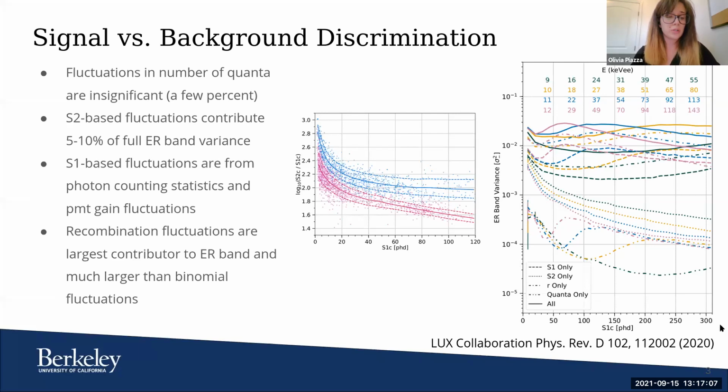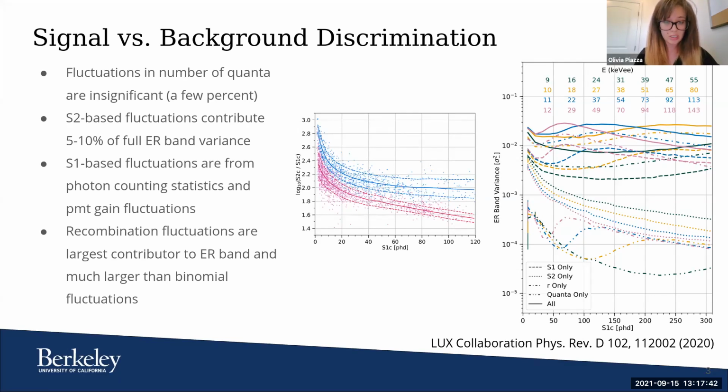The plot on the far right was produced by the LUX collaboration and shows the variance of the electron recoil band as a function of S1 signal. This variance corresponds to the width of the blue region in the plot to the left, which I also assume most of you have seen before. In the plot on the right, the solid line at the top represents the total variance. The bottommost trace is the smallest contributor and is attributed to fluctuations in the total number of quanta present in the system. Immediately above it are fluctuations from the S2 signal, which are the dotted lines.